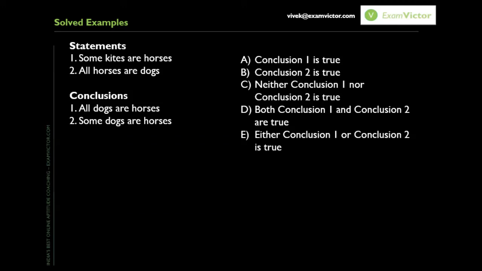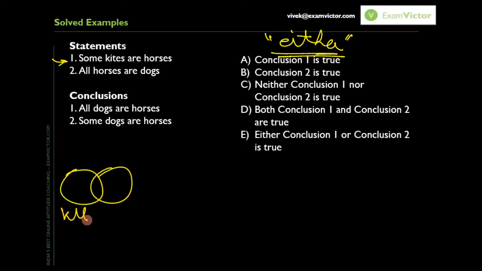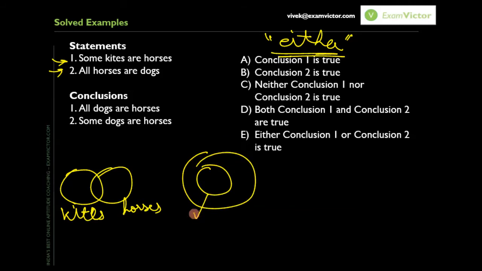So here's another great example where you're tempted to think that this is also a case where either would apply. Does it actually apply? Let's see. Statement 1, some kites are horses. Two intersecting circles. This is kites, this is horses. Statement 2, all horses are dogs. So you put horses inside dogs, right?